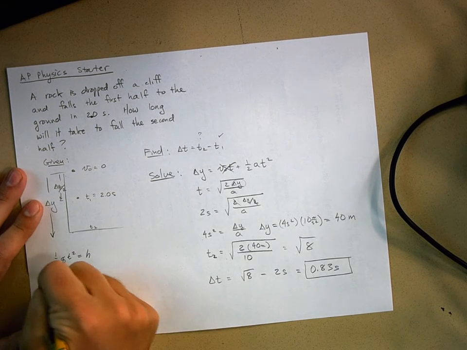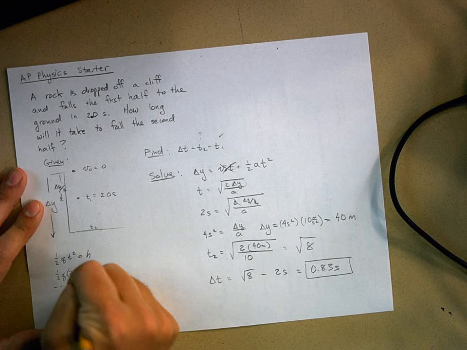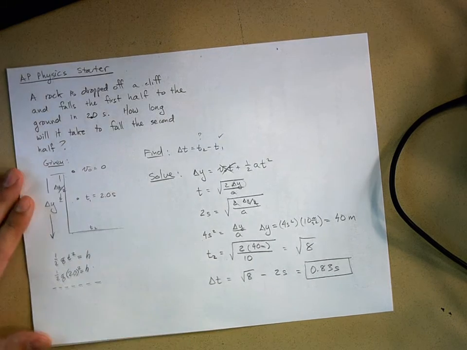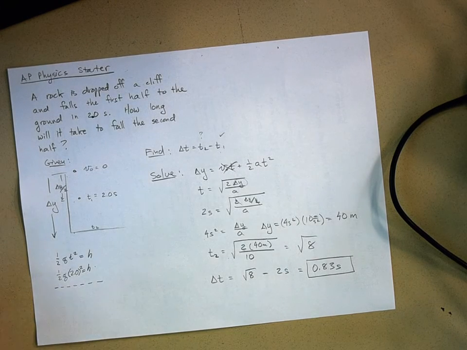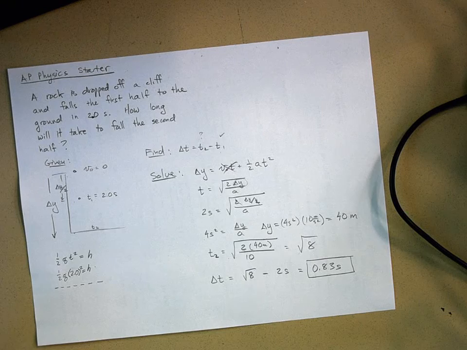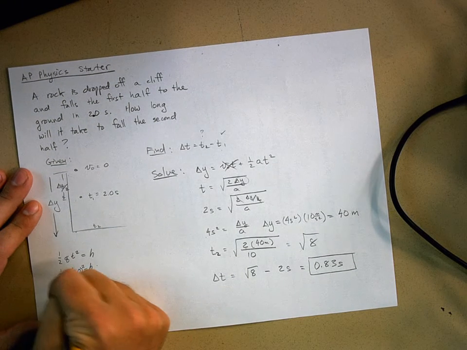The second part is to calculate the time associated with crossing twice that distance. We set it up this way.